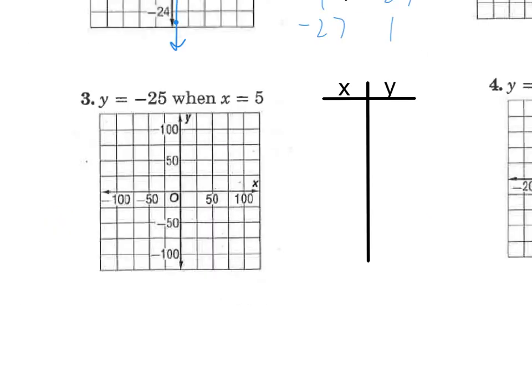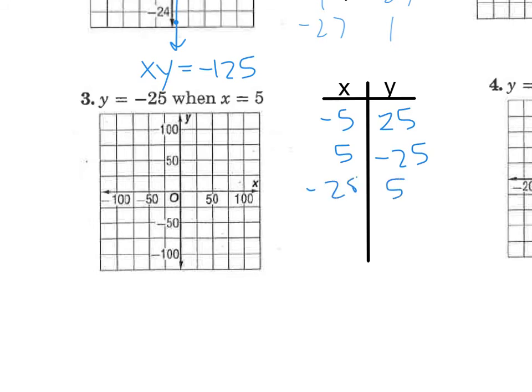Number 3, y equals negative 25 when x equals 5. So here, my inverse variation equation would be xy equals negative 125. Now let's pick values for our table to plug in. So some values I could choose would be negative 5 and positive 25. I could choose positive 5 and negative 25, negative 25 and positive 5, or 25 and negative 5. And again, all I really need is a couple positive values and a couple negative values so that I can make sure that I have my hyperbolas in the correct place. All right, let's go graph those points on our graph to the left.